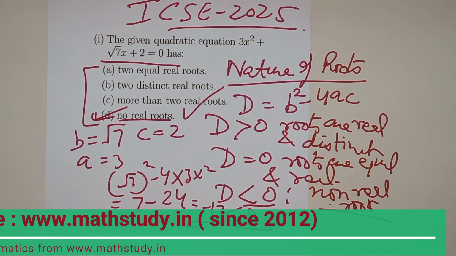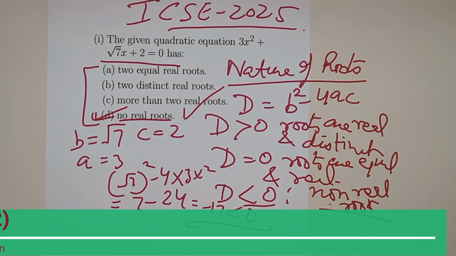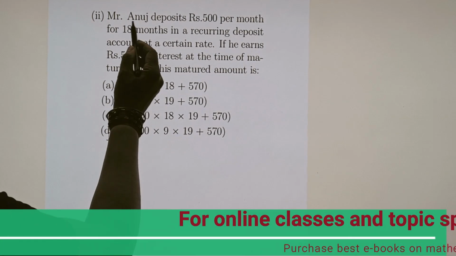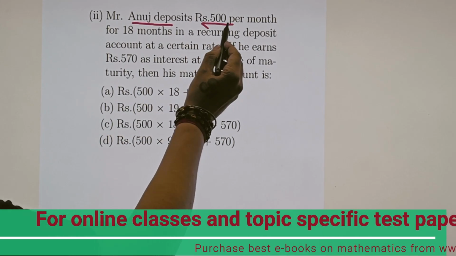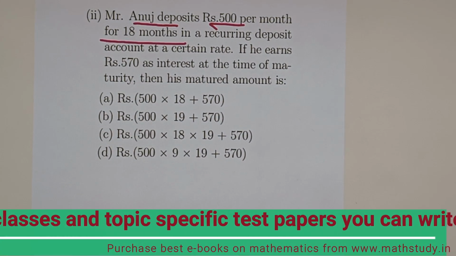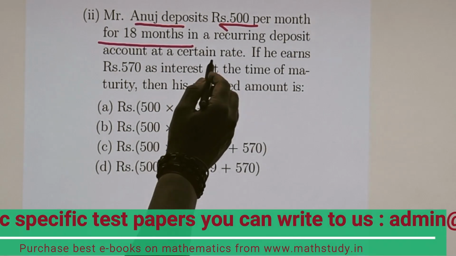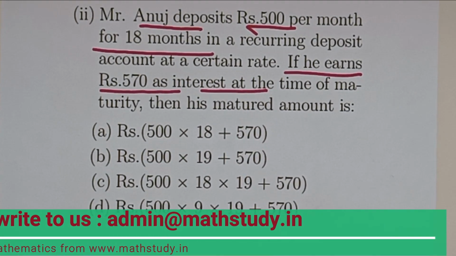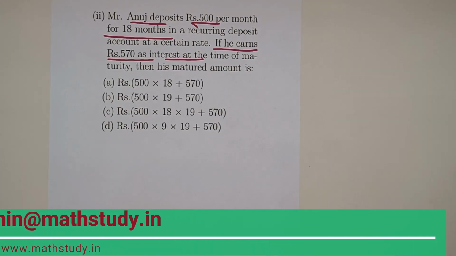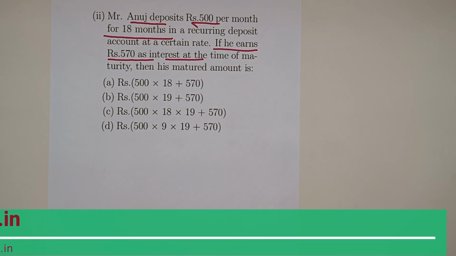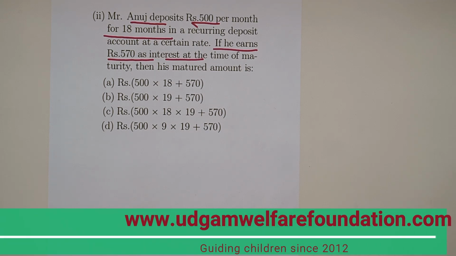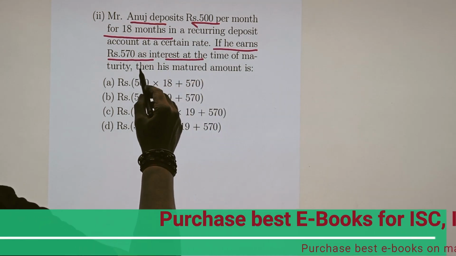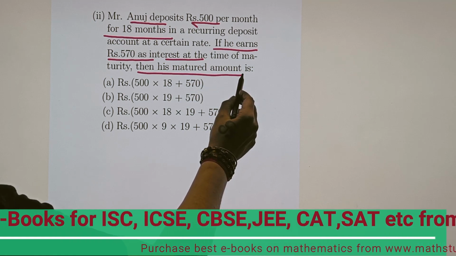Now let's move to part 2 of Section A. This is the second part of the first question. It states that Mr. Anuj deposits a certain amount of money per month for 18 months in a recurring deposit account at a certain rate. If he earns rupees 570 as interest, this is a very easy question. You need not find the interest rate or anything like that. It is not a complicated question. Simply we need to find the amount he got at the time of maturity.